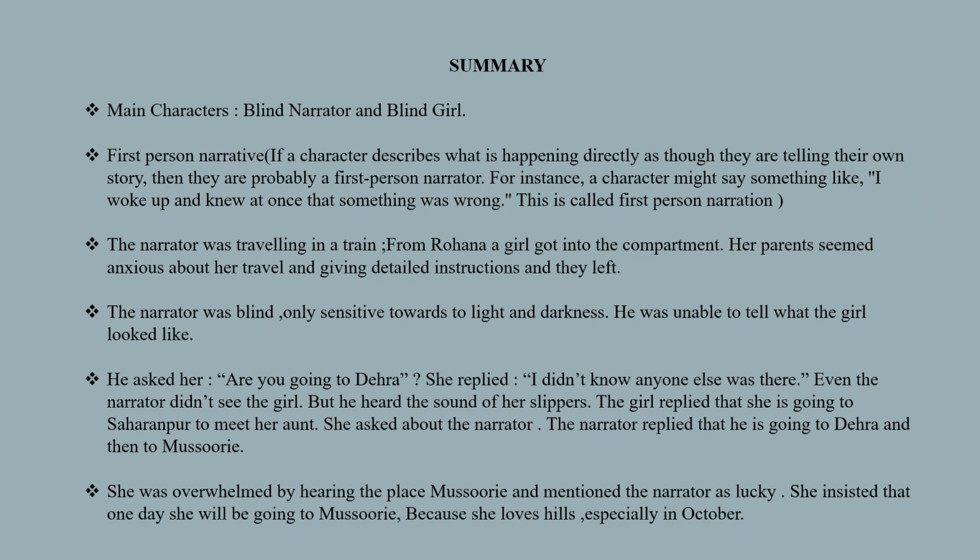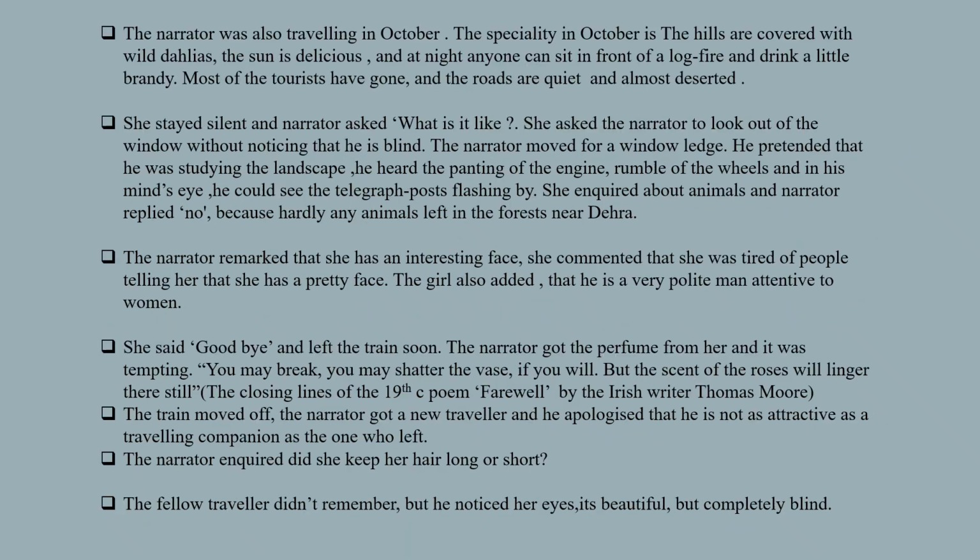She was very happy to hear the place Mussoorie and called the narrator lucky. She insisted that one day she will be going to Mussoorie because she loves hills, especially in October. The narrator was also traveling in October. The speciality of October is that the hills are covered with wild dahlias, the sun is delicious, and at night anyone can sit in front of a log fire and drink a little brandy. Most of the tourists have gone, and the roads are quiet and almost deserted.